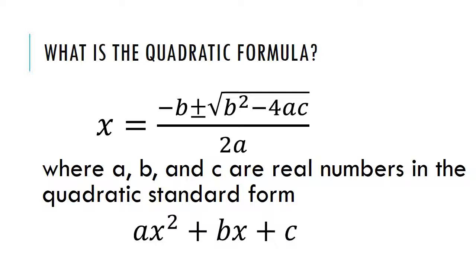What is the quadratic formula? The quadratic formula basically is an equation that says x equals, or the zero equals, or the solution equals, or the roots are equal to negative b plus or minus the square root of b squared minus 4ac, over 2a. And if you ask yourself what a, b, and c are, a, b, c are real numbers in the quadratic standard form, which is ax squared plus bx plus c.